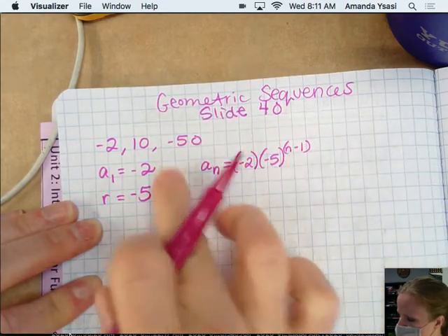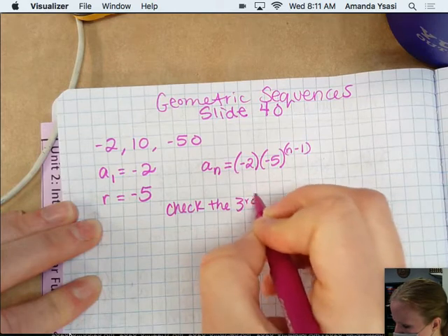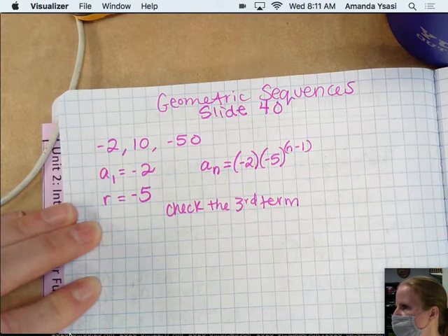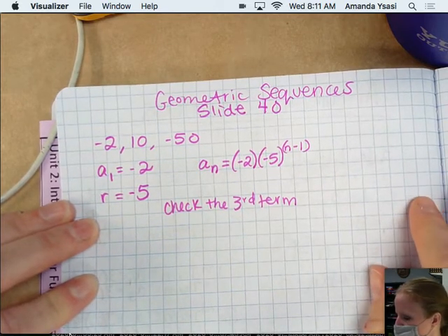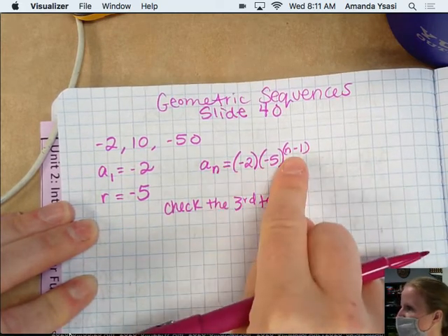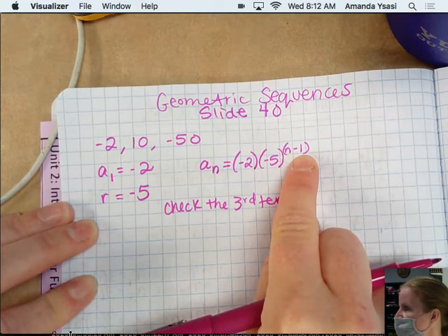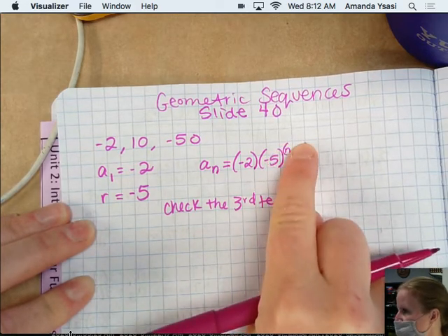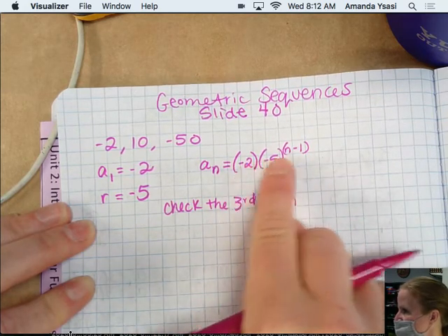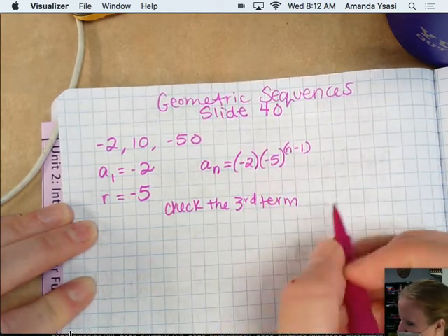So what we're going to do with this formula is check the third term to make sure the formula does actually work. With arithmetic sequences, we could distribute and simplify, but here we can't because order of operations says parentheses first. We can't do anything within that parentheses. Then exponents, we can't do anything with that exponent. And then multiply and divide. But before we simplify and start multiplying, the exponent must be done. So that's why we cannot simplify it.